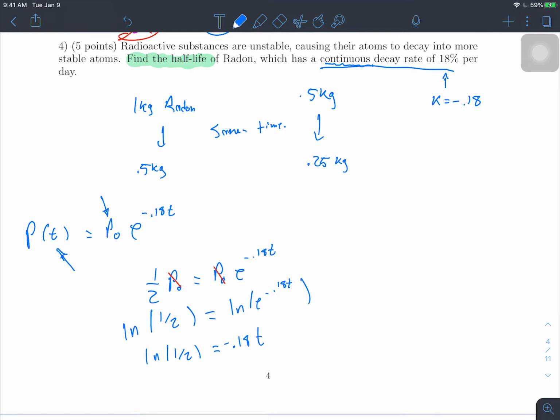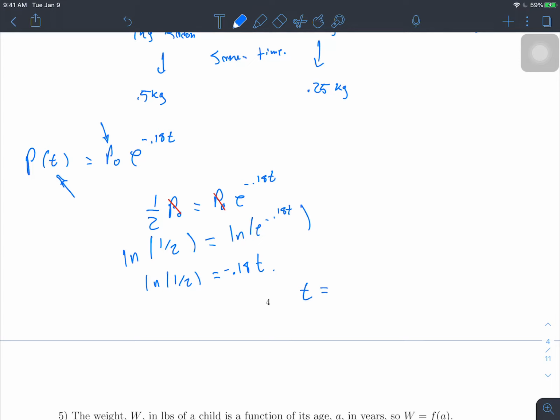Finally, to find t, I just divide both sides by negative 0.18, and I get ln of 1/2, and I divide by negative 0.18, and I get 3.8508.